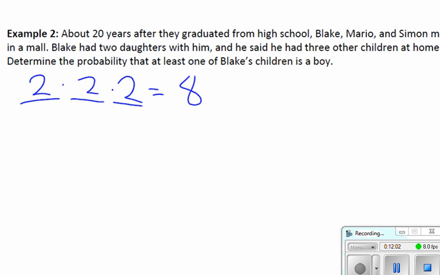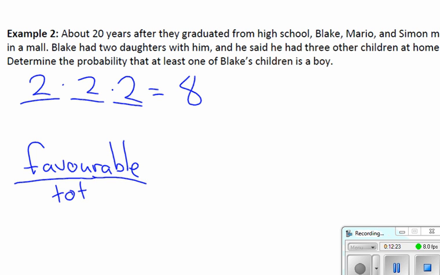Right. So this is our total, right? So we're not talking about our favorable outcomes. This is our total, right? Because they're asking here, determine the probability. So whenever we're determining the probability, we know that we're going to have favorable over total. And in this case, it's a favorable outcome when there is one boy, right? So when there's at least one boy, that's favorable. That's what we're determining, right? But our total outcome is this here, our 8. That's how many different combinations there are of children. And you could list them all out if you want. Boy, girl, girl, boy, boy, girl.